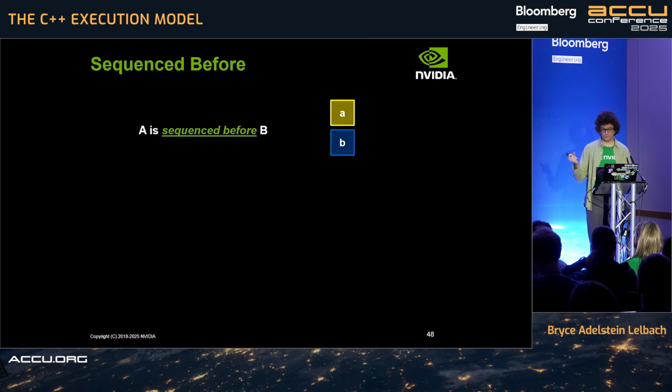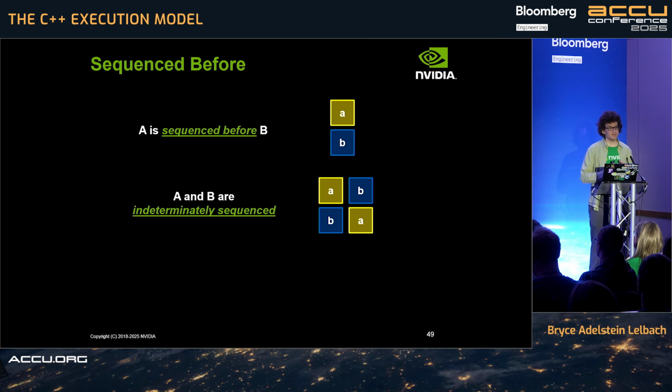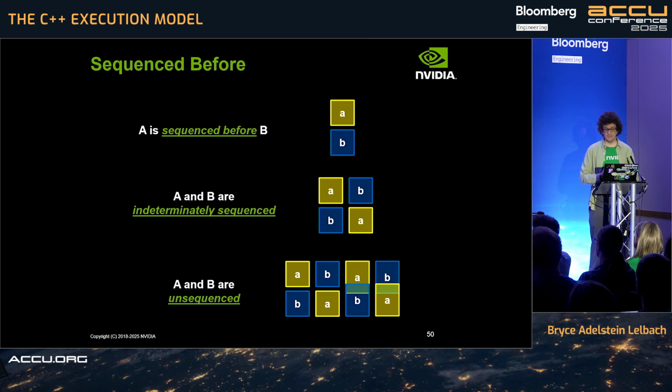So if A is sequenced before B, then A executes before B. So this is serial execution, which is what we typically think of. If A and B are indeterminately sequenced, then one of them executes before the other, but we don't know which. So this is thread parallel execution. And if A and B are unsequenced, then their execution may potentially overlap. So this is vector parallel execution or thread parallel execution that went really wrong.